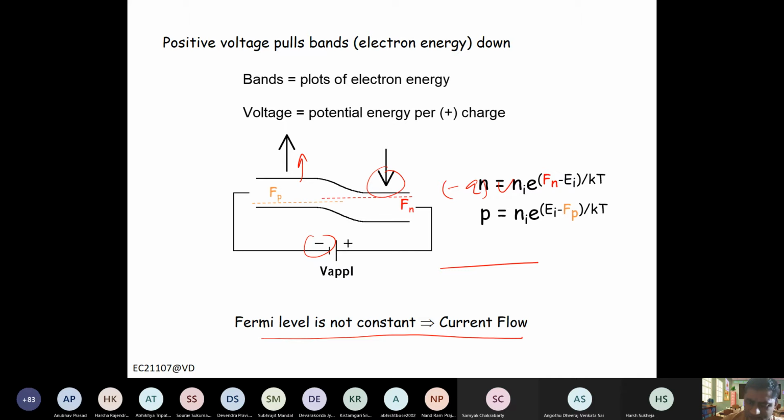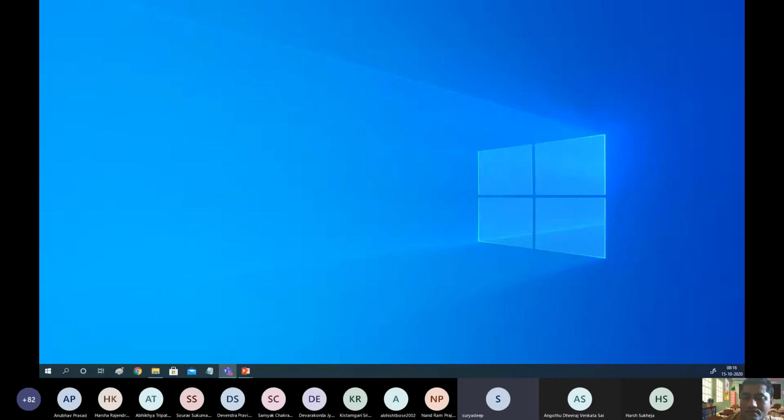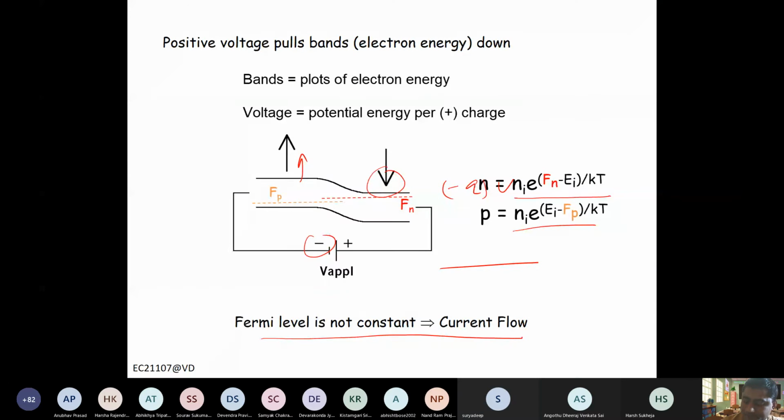And these are the expressions for current. n is equal to ni exponential (EF minus Ei) by kT. p is equal to ni exponential (Ei minus EF) by kT. Now, when we apply the voltage, they are not in equilibrium. So you will not have the same Fermi level, right? So that's why we define separate Fermi levels for electrons and holes. And they are called quasi Fermi levels. That concept also we have discussed.